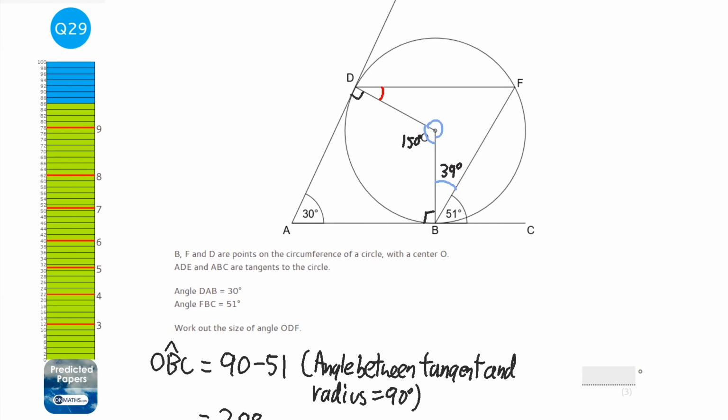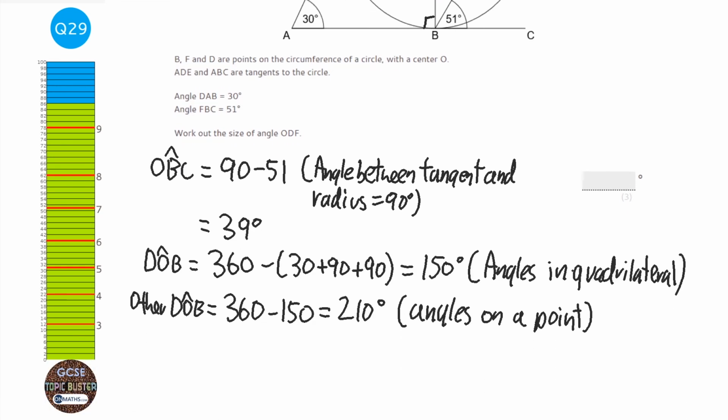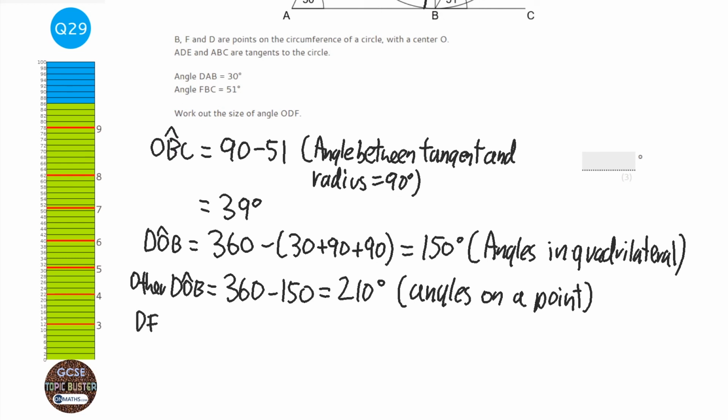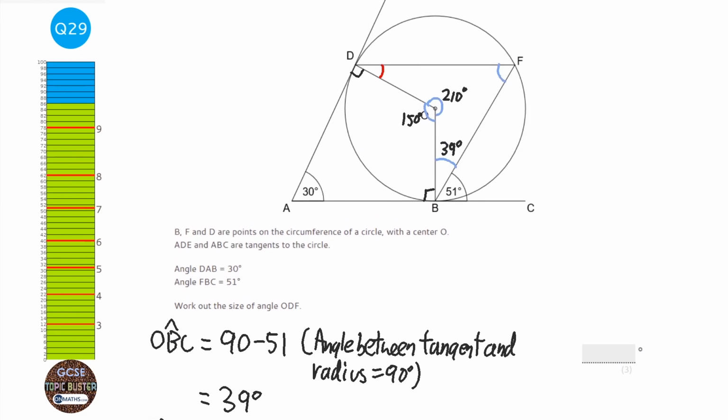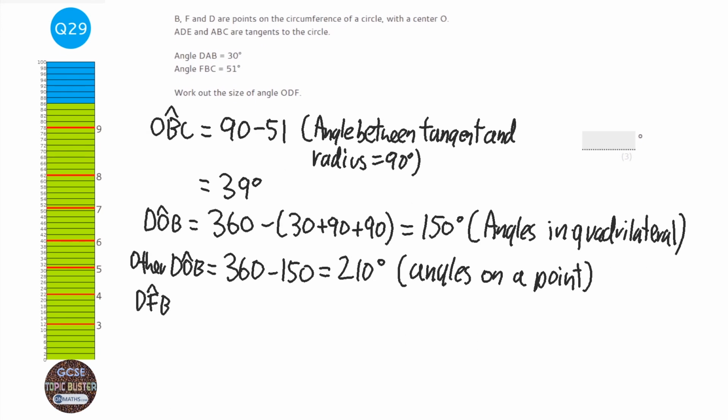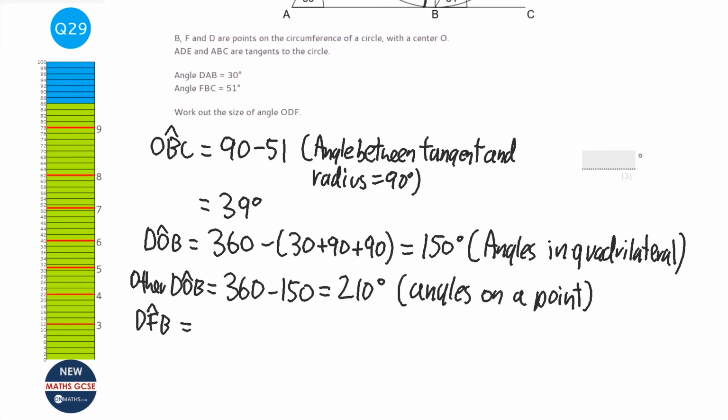Okay, so what are we up to next? Well, we can work out this angle here, and actually let's mark on the 210 as well, so we've got it all on our diagram. We can work out angle DFB. And this time we're using the circle theorem that says the angle at the centre, which is the 150, is twice the angle at the circumference. So it's going to be 150 divided by 2, which is 75 degrees.